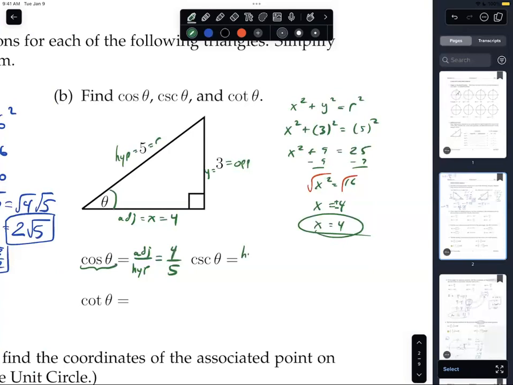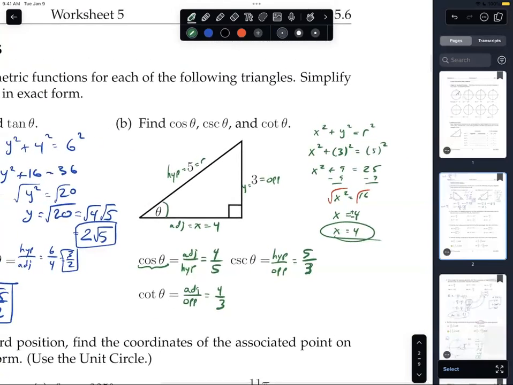Cosecant is hypotenuse over opposite, so that is 5 over 3. And cotangent is, that's not opposite over adjacent, right? That's adjacent over opposite. So adjacent 4 divided by opposite 3. Those are the 3 values we're looking for. So problem number 3 really just comes down to finding the unknown side length, and then constructing the cosine, sine, tangent, or whatever you're asked using SOHCAHTOA.